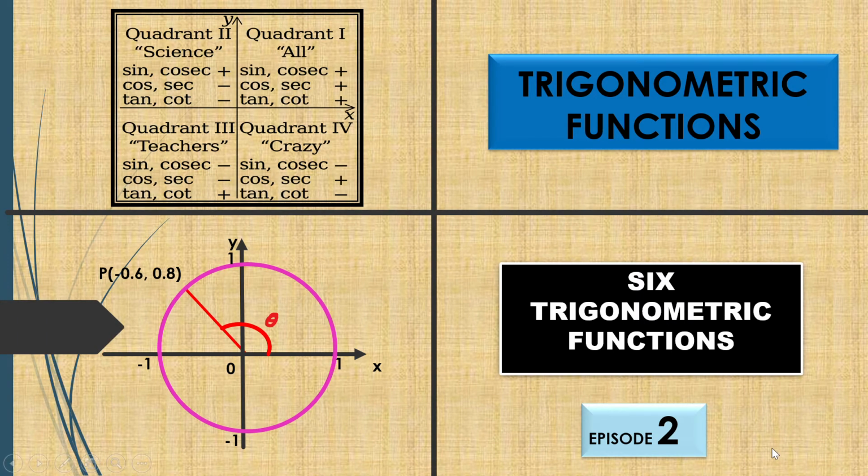In this video, we are going to learn about 6 trigonometric functions. They are sine, cosine, tangent, cosecant, secant, and cotangent. We are also going to discuss questions involving these functions.